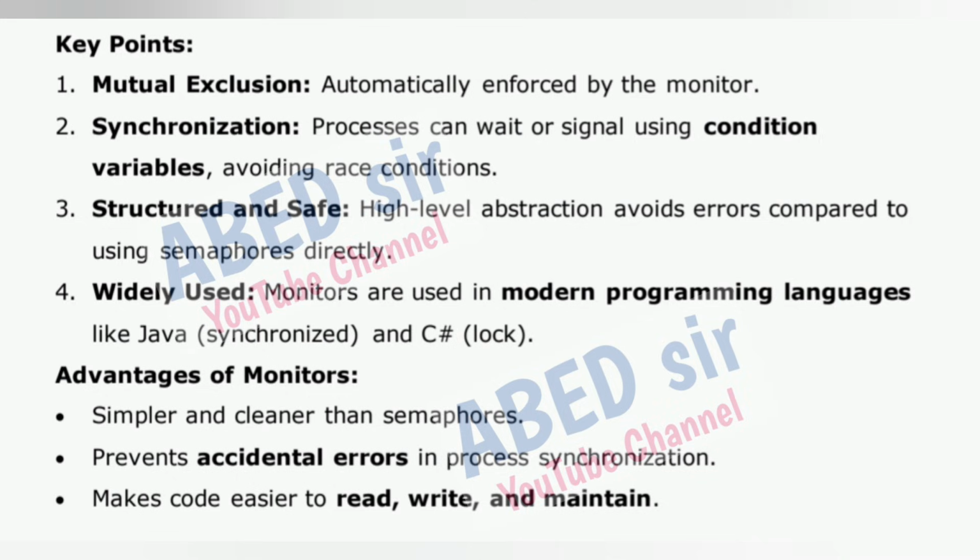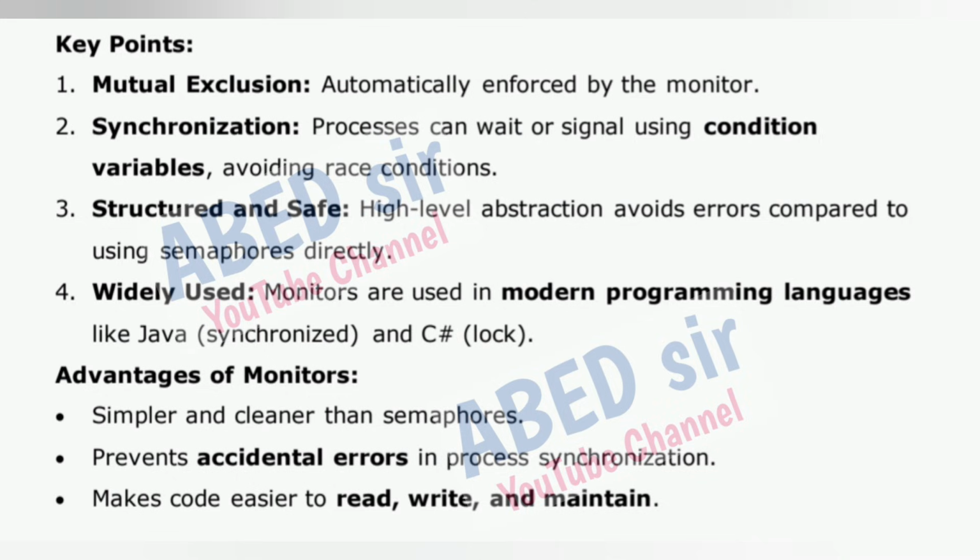Key points. 1. Mutual exclusion, automatically enforced by the monitor. 2. Synchronization, processes can wait or signal using condition variables, avoiding race conditions. 3. Structured and safe, a high-level abstraction that avoids errors compared to using semaphores directly. 4. Widely used, monitors are used in modern programming languages like Java, synchronized, and C#, lock.